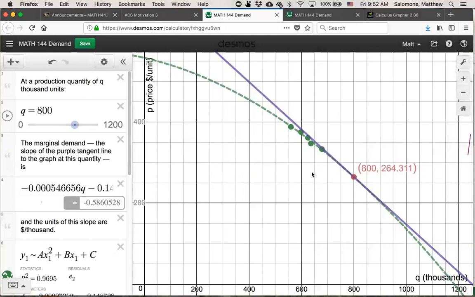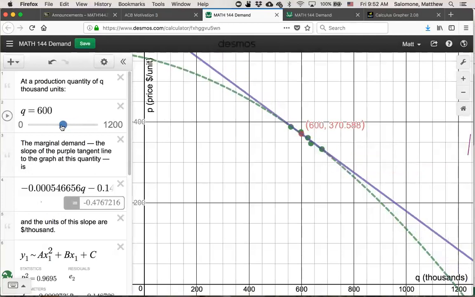Now, a key observation that we can make is that the slope of this tangent line, the marginal demand, is not going to be the same at every different place along this demand curve. If I'm producing 800 units and I increase my quantity by a little bit, my price is going to fall by, not even half a cent, it's a 20th of a cent per unit. But that slope is different at different points on the graph.